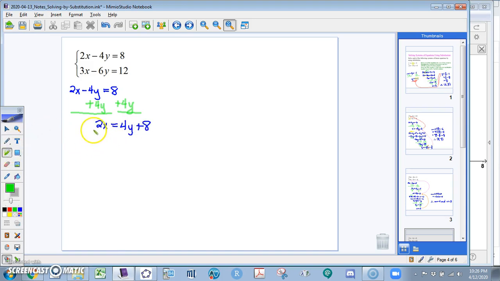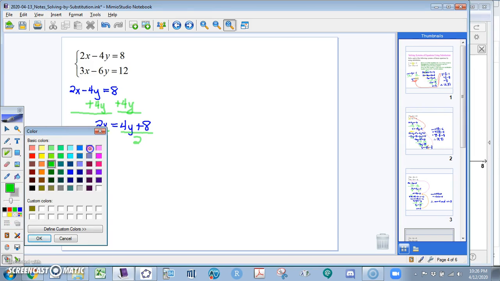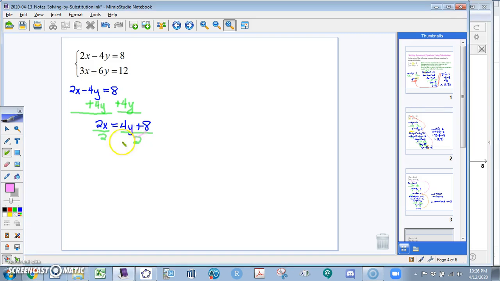Then I need to divide both sides by 2, and I mean divide the entire expression by 2, which is going to mean distributing that division across the addition. What that will give me here is x, and over here 4y divided by 2 is 2y, 8 divided by 2 is 4. And now take that, plug it into the other equation in place of, wait, I solved for x, so I need to plug it in place of x into the other equation.